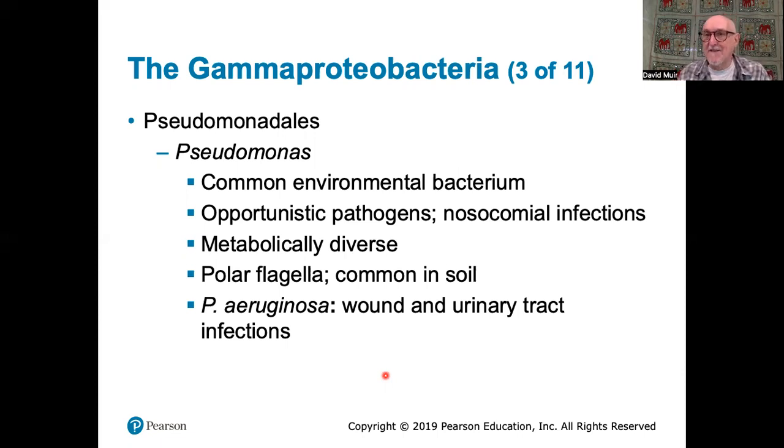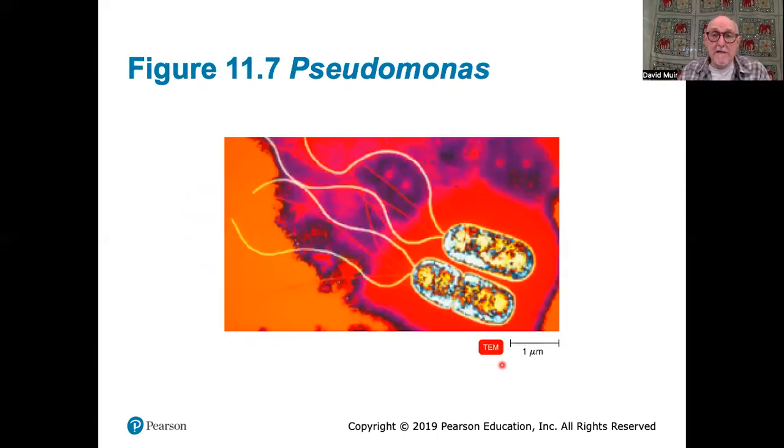These can be quite difficult to treat and get rid of. The urinary tract infections are often through the use of catheters in healthcare settings, but they can arise spontaneously as well. So here it is. This is Pseudomonas, polarly flagellated, but usually only one end, not like Spirillum, which had flagella at both ends. And it's a distinct rod-shaped gram-negative bacterium.